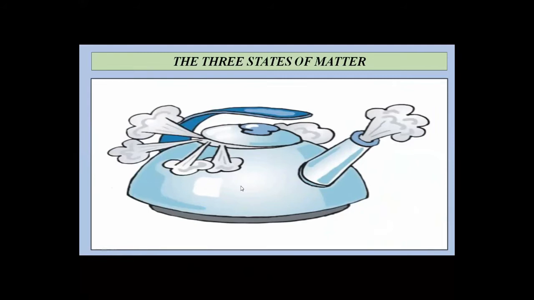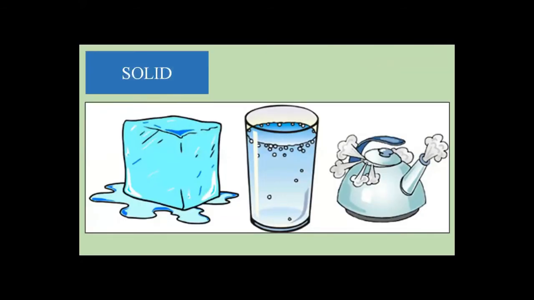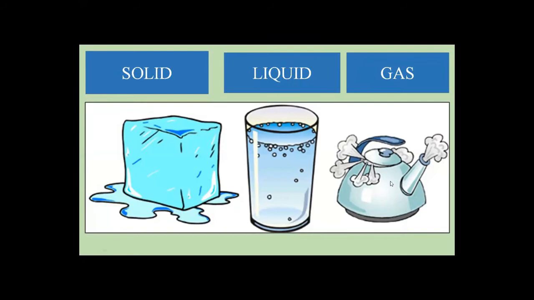The kettle is made up of solid, and you can see the water vapors. It is in the form of gas. And inside the kettle, the water is in the form of liquid. So matter has three states called solid, liquid, and gas. You can see this is the solid and this is the liquid, and in the form of steam or water vapors, it is a gas.